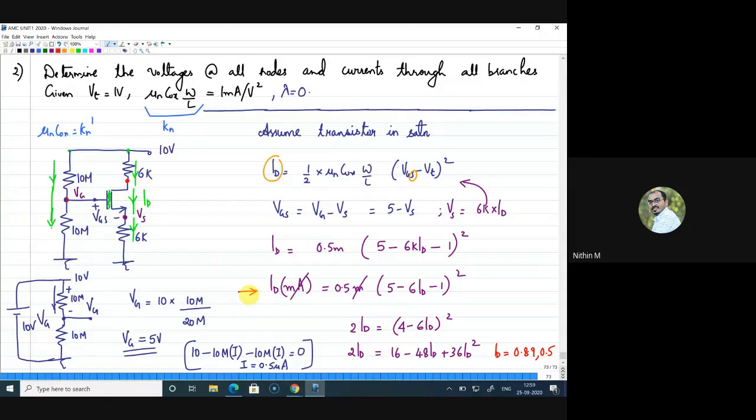Now there are two currents. How to choose which current is the current flowing through the circuit? Can I get answers from someone? I'll just call out. Sai Kiran, can you tell me which ID can I choose for this and how? I'm not sure, sir.